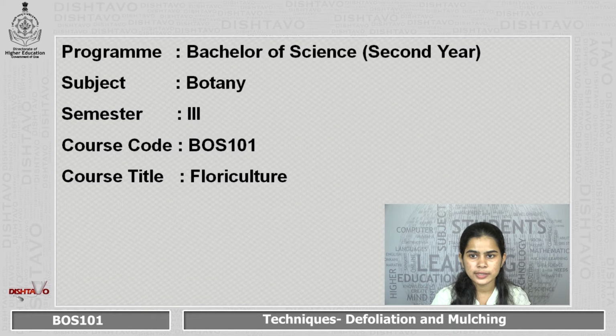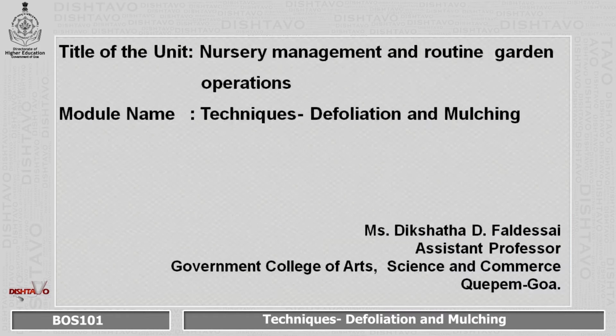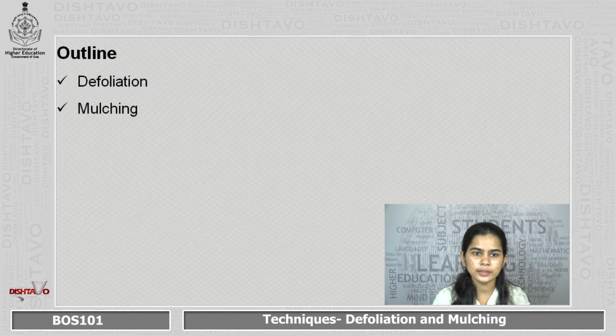Program Bachelor of Science, second year, subject Botany, semester 3, course code BOS 101, course title Floriculture. Title of the unit: Nursery Management and Routine Garden Operation. In this module, we are going to study two techniques, that is defoliation and mulching. Outline: in this module, we are going to cover the defoliation technique and the mulching technique.